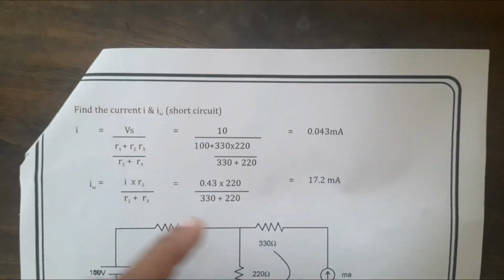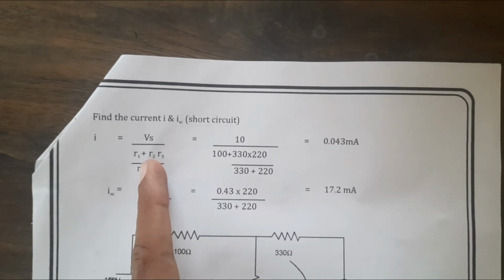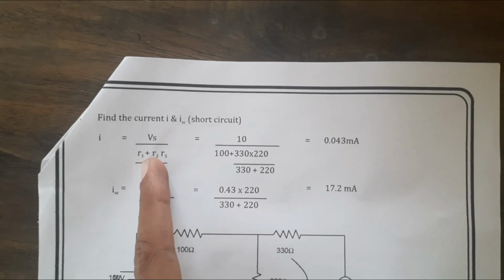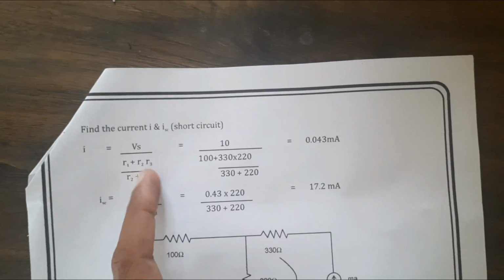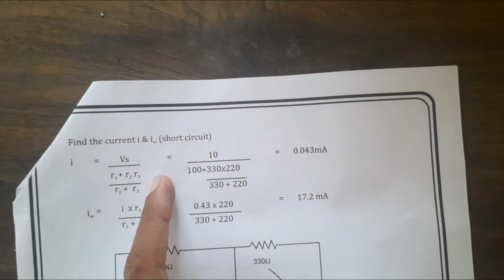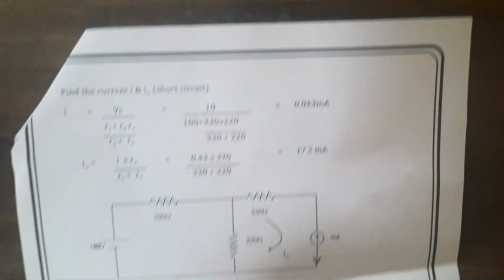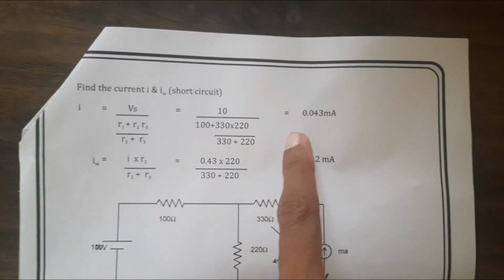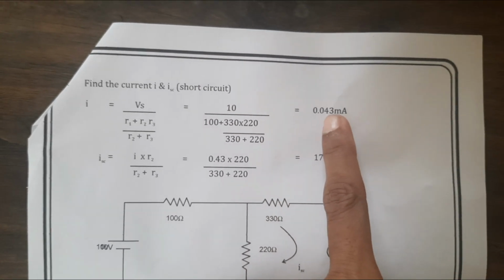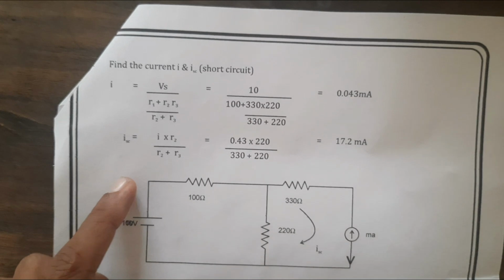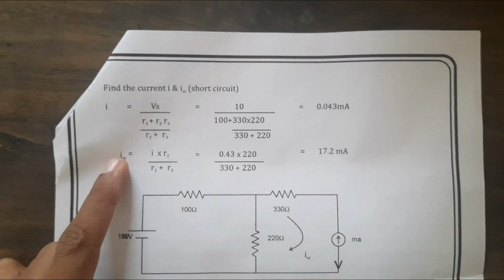The DC power supply we have considered here is 10 volt, and we have the network R1, R2, R3. R1 is in series with R2 and R3, which are in parallel connection. So the formula becomes R1 plus R2 R3 by R2 plus R3. Then substitute the values of R1, R2, R3 that are given. Once you calculate, you will get the current as 0.043 ampere. This current is used to calculate the Norton short circuit current.